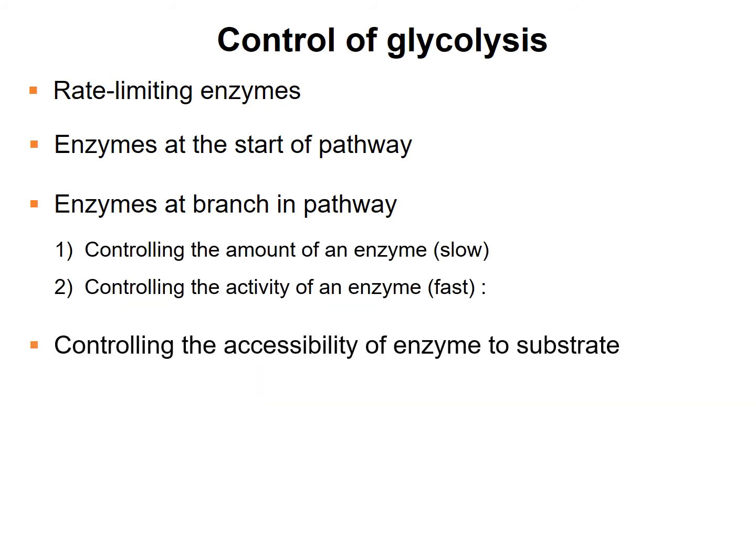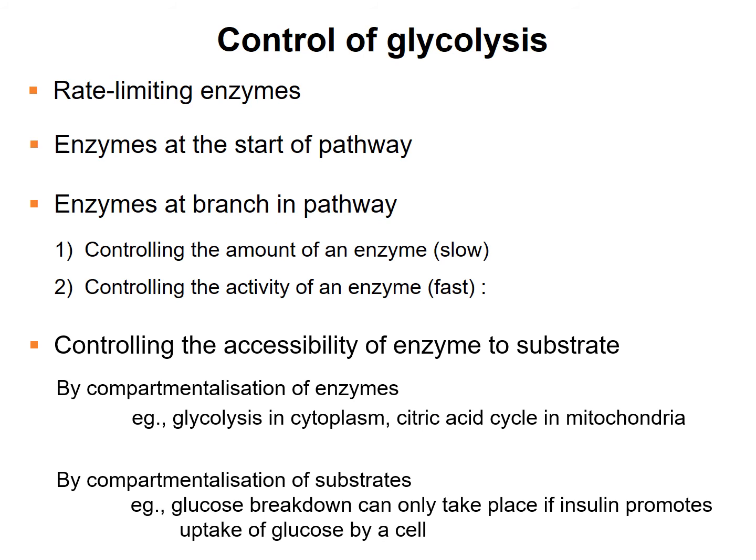Another type of control is by controlling the interaction between enzyme and the substrate, such as compartmentalization of enzymes in an organelle, such as mitochondria. So for example, by concentrating all enzymes within the mitochondria, we can have a better efficiency in the citric acid cycle. On the other hand, we can also compartmentalize the substrate, such as glucose, inside a cell with the use of a hormone, such as insulin in this case. So such a control mechanism is known as hormonal control of metabolism.